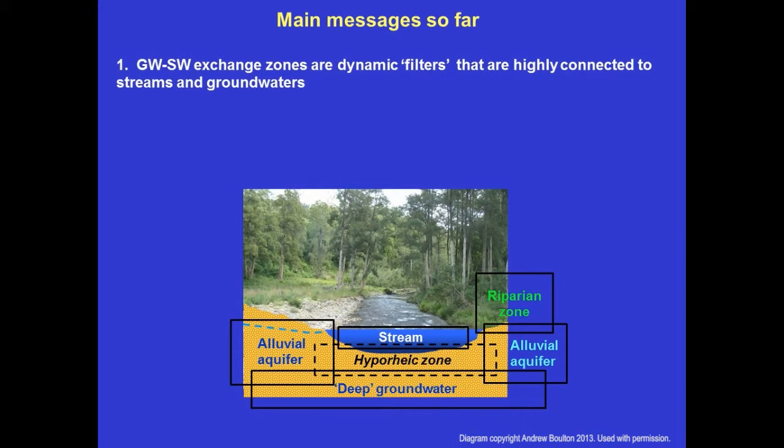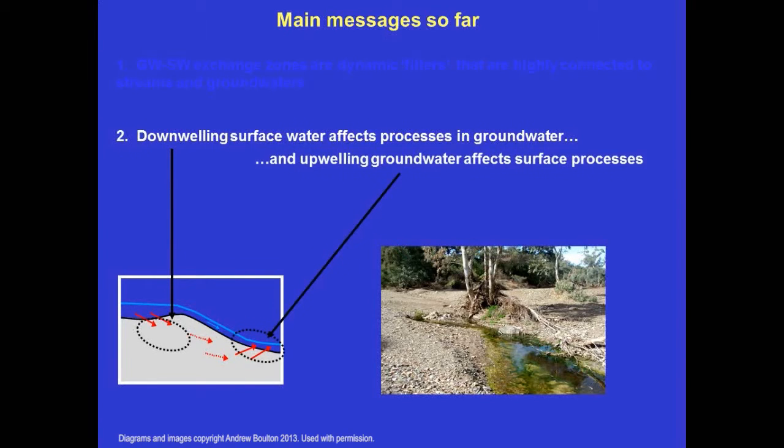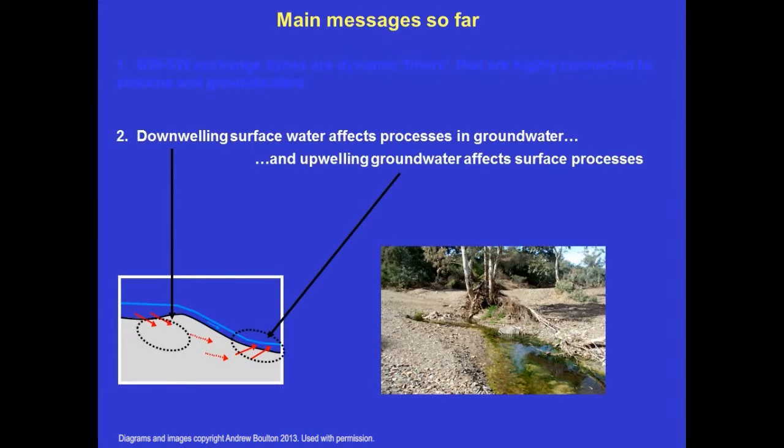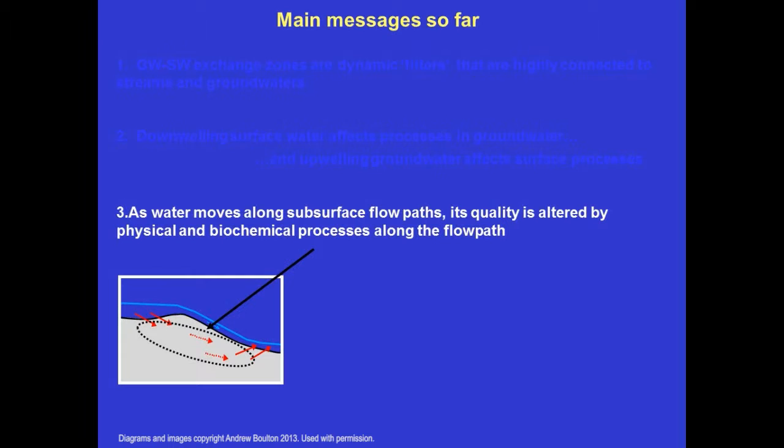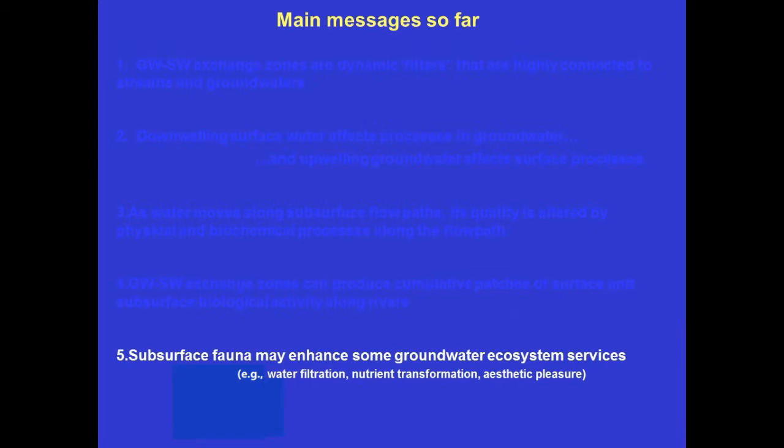So the main messages so far: the role of these groundwater surface water exchange zones as dynamic filters that are highly connected. The whole idea that downwelling water affects groundwater processes, and in turn the groundwater when it upwells affects surface processes. That as water moves along subsurface flow paths, its water quality is changed by the physical and environmental conditions along the gradients in that flow path. And that these groundwater surface water exchange areas in the network can be producing these cumulative patches of surface and subsurface biological activity.